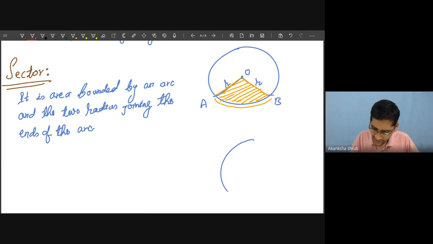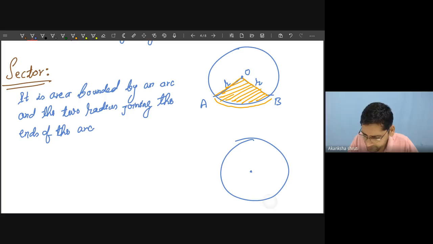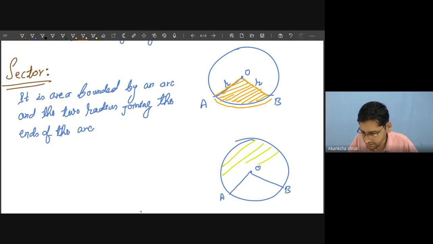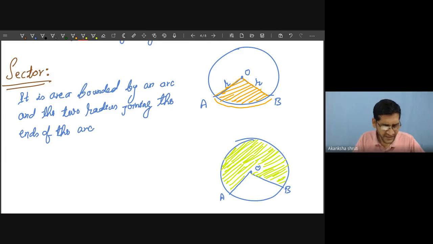But one of you may think, why should I consider the smaller one? Why not the bigger one, with center O, A and B? If one is thinking of this one, surely this is also another sector. So all of these are sectors. Getting it, students? So a sector can again be of the major type and the minor type. This one is called the minor sector, and this one is called the major sector.